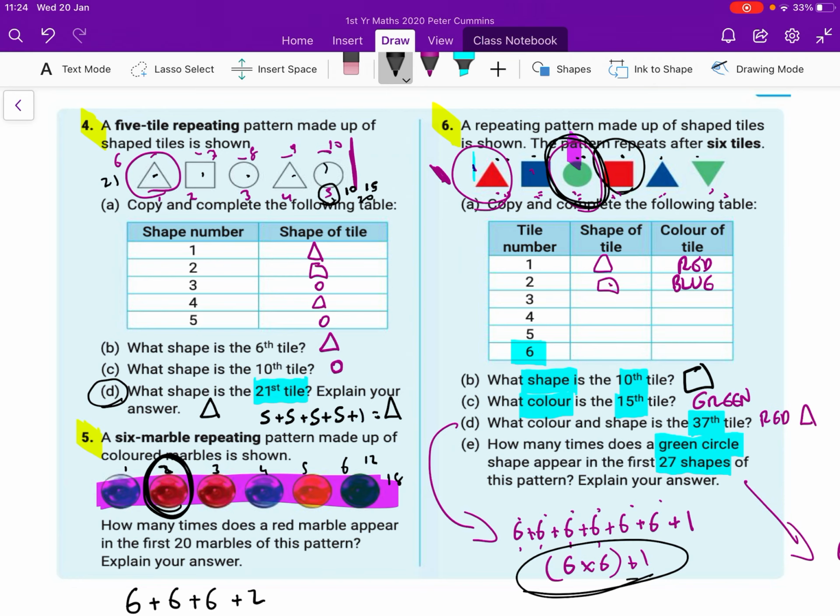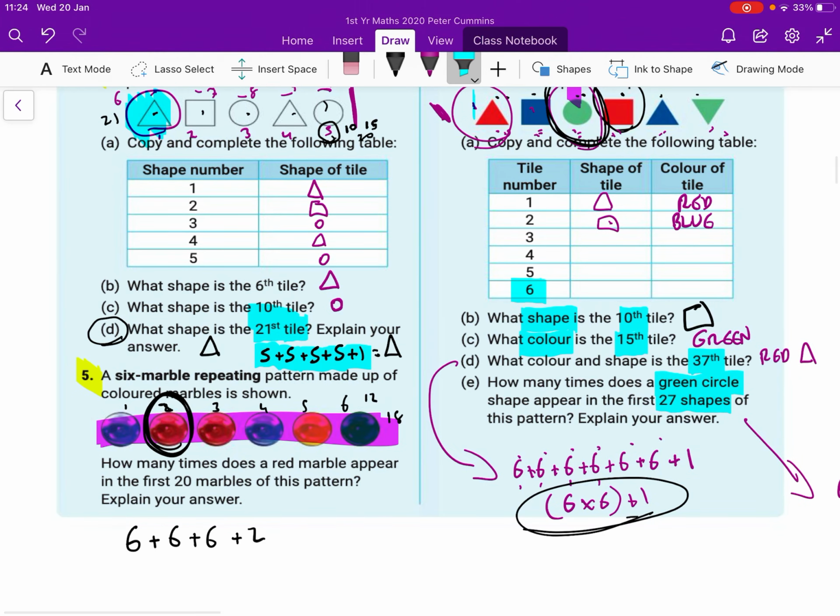And that's all well and good. You can work that out until you get to one of the big numbers. But if you are asked for the 200th tile, then you come up against a problem. So in 5D, they ask us for the 21st tile. And that's going to be 5, 10, 15, 20, 21st. But you know that at the start of the sequence, the number 1 or the number 6 is always going to be a triangle. So our answer is a triangle for that one.